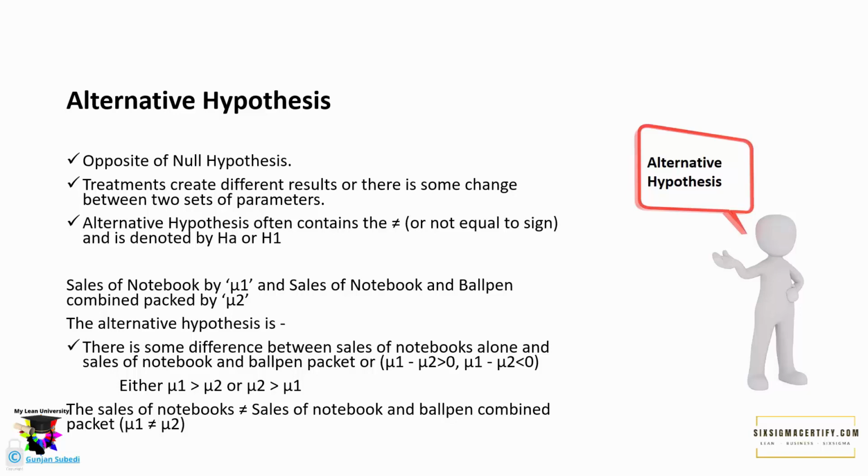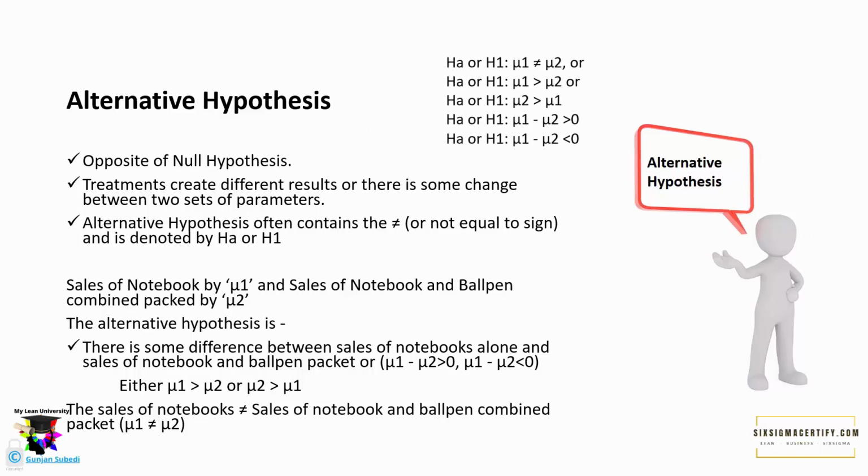That is, mu1 minus mu2 isn't equal to 0, or mu1 minus mu2 might be greater than 0, or mu1 minus mu2 could be lesser than 0. That means either mu1 could be greater than mu2 or mu2 could be greater than mu1. We can also state the alternative hypothesis as: the sales of the notebooks isn't equal to the sales of the notebook and ballpen combined packet, or mu1 isn't equal to mu2. In the symbolic form, the alternative hypothesis statement can be stated as shown here.